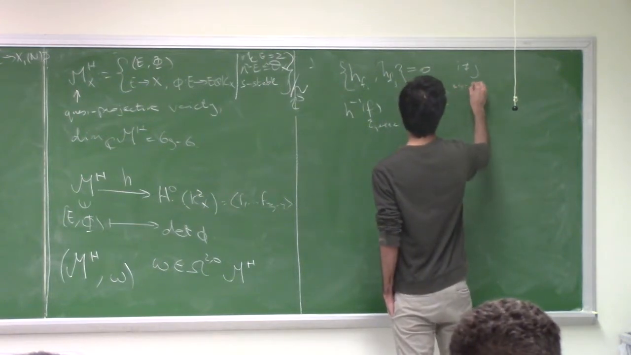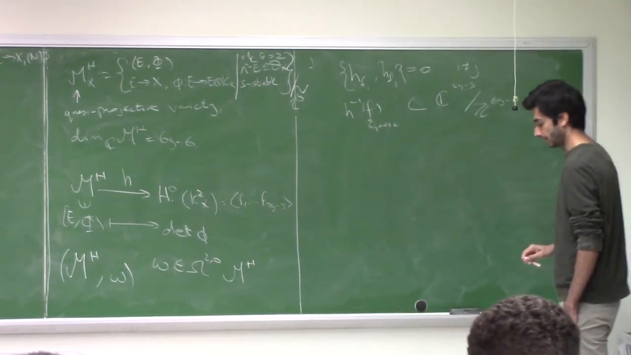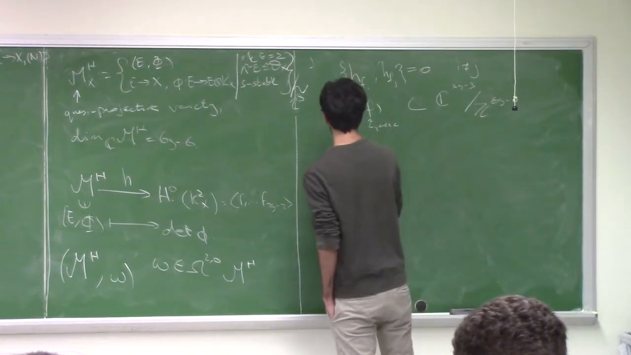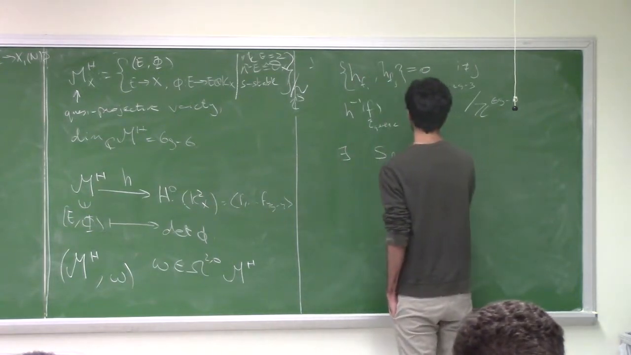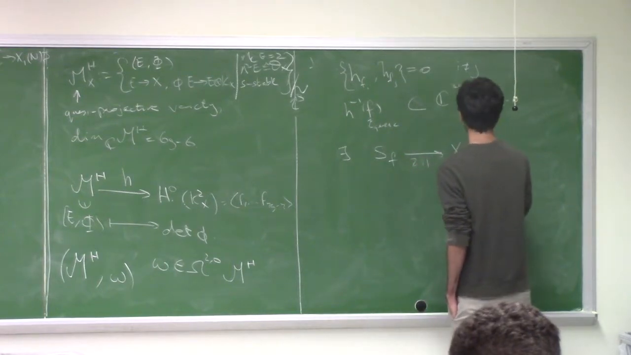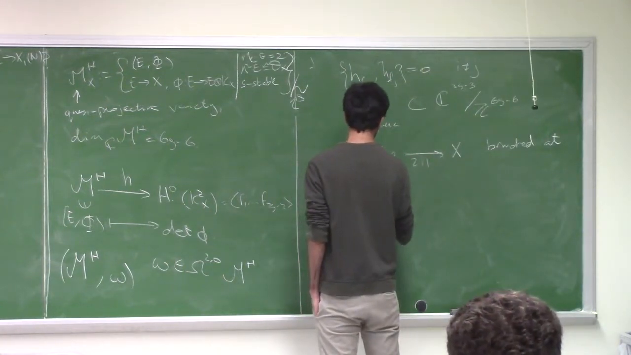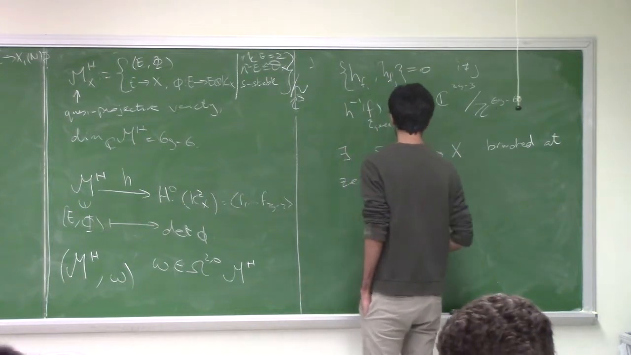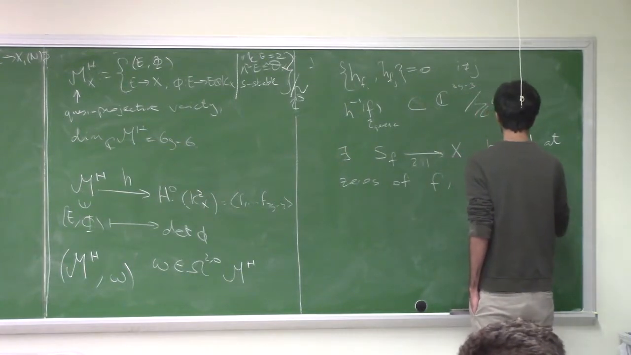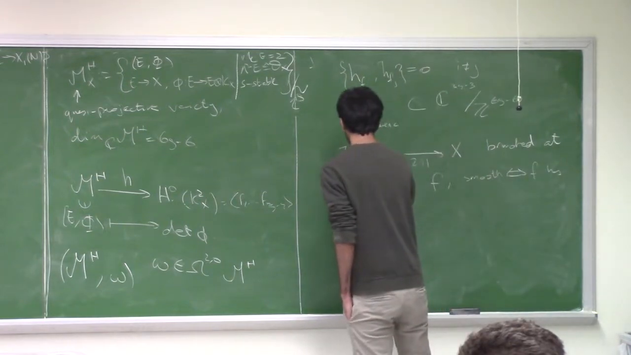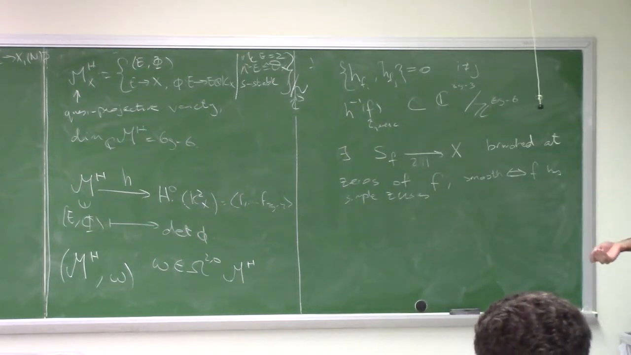And Hitchin's main realization is also that there exists a spectral curve S_f, which is a 2-to-1 cover of the original curve X, branched at zeros of f, and smooth if and only if f has simple zeros. Actually, I should have just said that it's a completely integrable system, and I think that would have been enough.